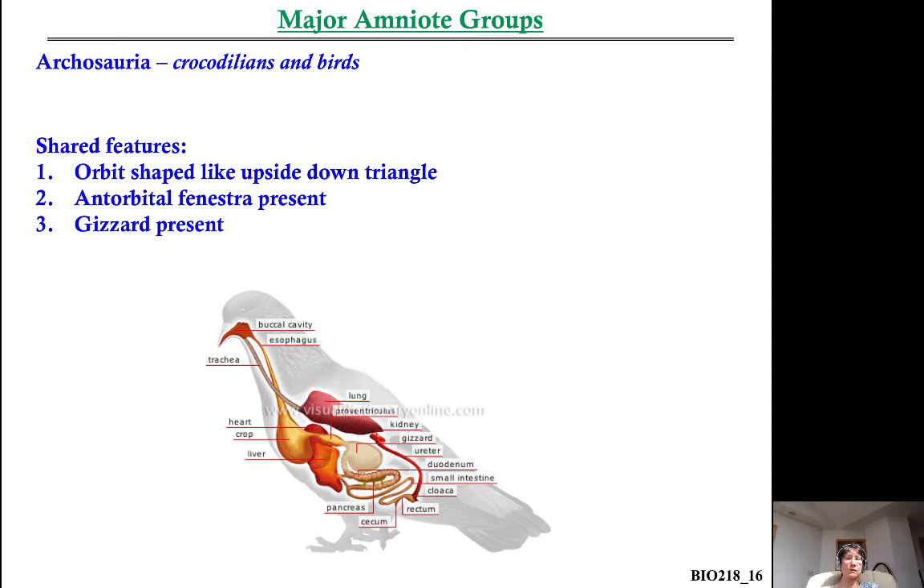So the crop and the gizzard, particularly the gizzard, are there to help physically break down the food items for them. Now, as it happens, crocodilians do have teeth. They have teeth in sockets, but they're also using them primarily to grasp prey, not to chew up their food or masticate it, because they're not really built for that.